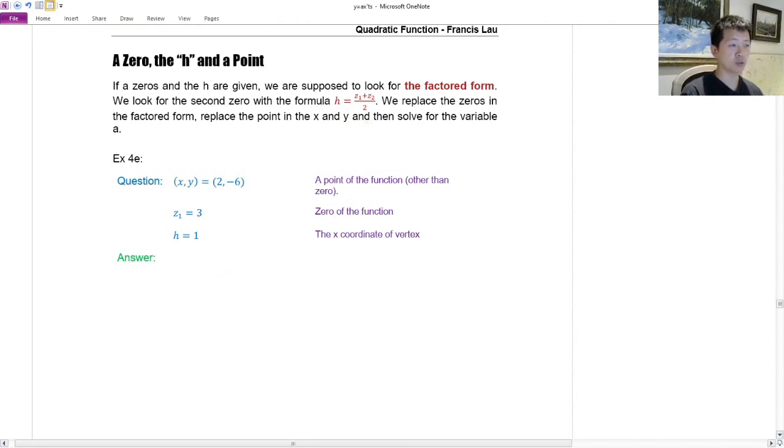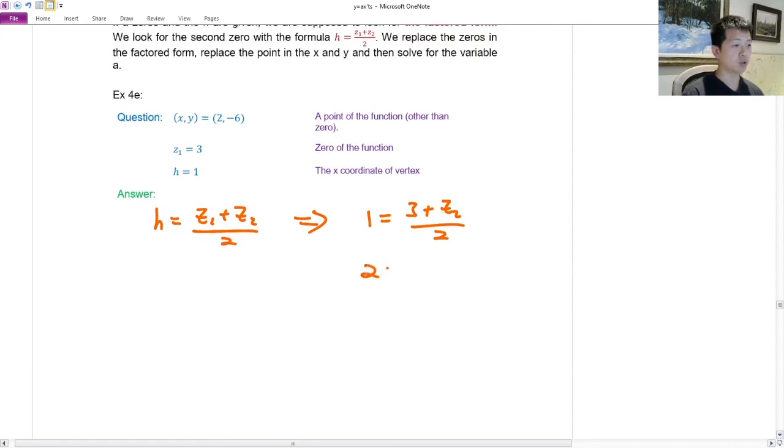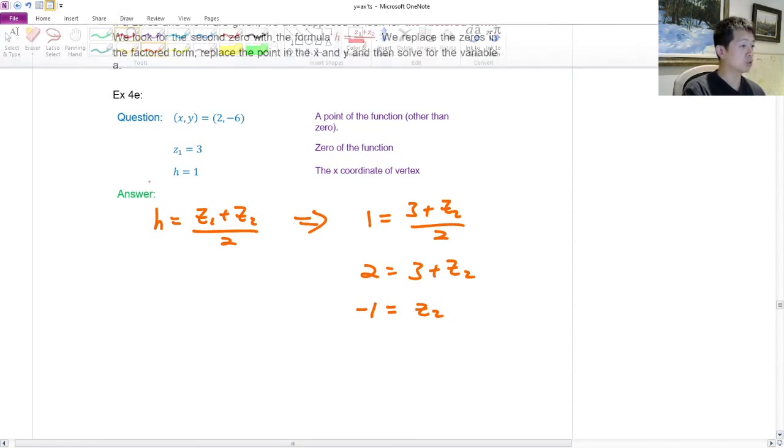So I have the first zero and I have the h. If I use h equals zero 1 plus zero 2 over 2, I'm going to get, if I replace my h by 1 and my first zero by 3, (3 plus second zero) over 2. Well, I need to solve for the second zero, basically, right? So I will have 2 equals 3 plus the second zero. We move the 3 to the other side, so I'll have 2 minus 3, which is minus 1, equals the second zero. So my second zero is minus 1. Now I have both zeros. I can actually use the factor form.